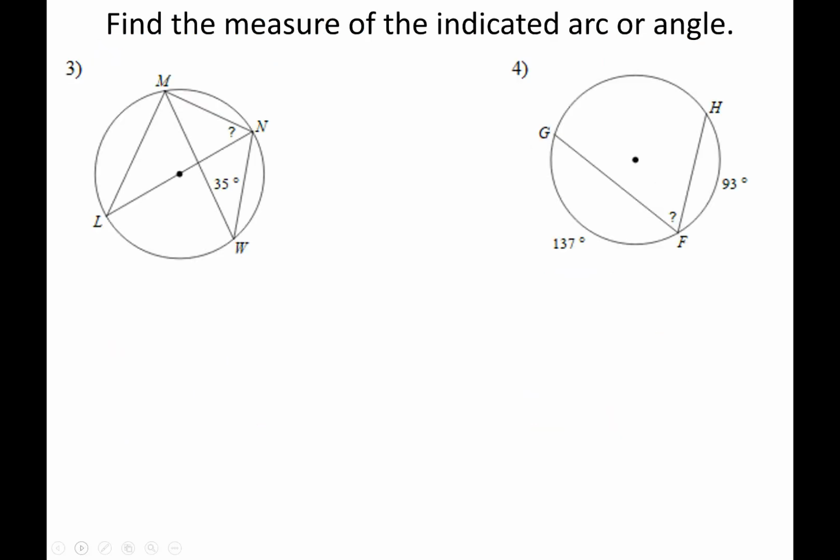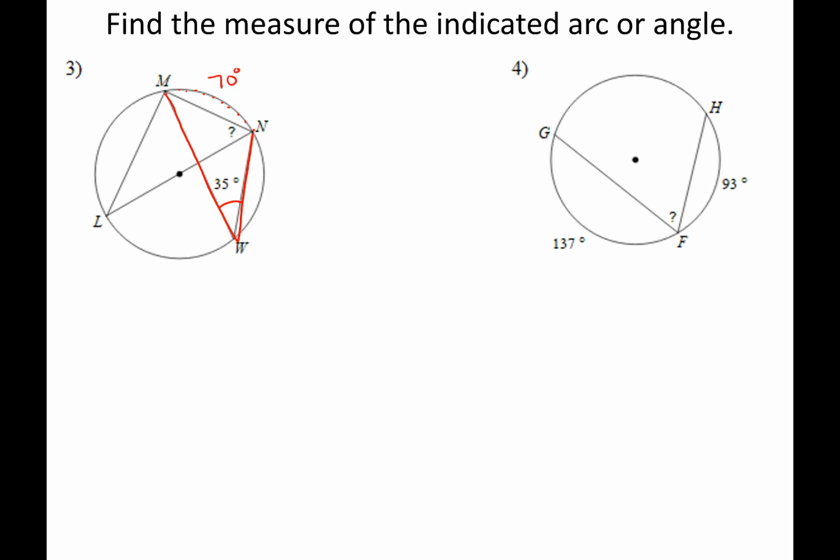Find the measure of the indicated arc or angle. On this one, we get to use the property that says that an inscribed angle is half the arc. So the relationship is half or double, depending which way you're going. If I trace this angle right here that we're given, 35 degrees, I see that it intercepts the arc MN. So 35 degrees would be half as big as the arc. So basically take that 35 and double it, you get 70 degrees for the arc.